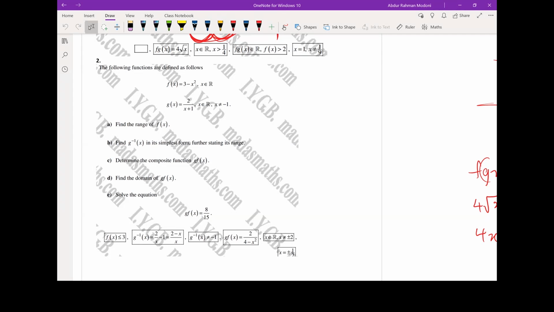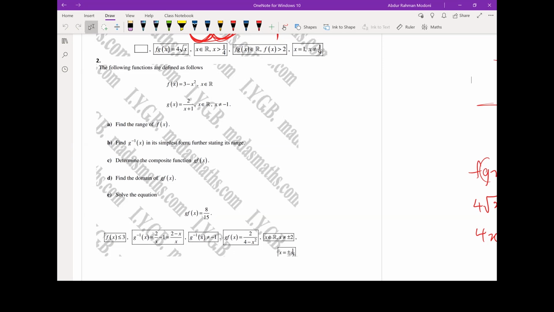Then it goes on to say find the inverse function. So that's just a case of applying the process of finding the inverse function, and further stating its range. Now we know the range of the inverse function is the domain of g of x. So the range of g minus 1 of x will be the domain of g of x, and the domain of g of x is all real x where x is not equal to minus 1. Therefore, the range of the inverse is not equal to minus 1.